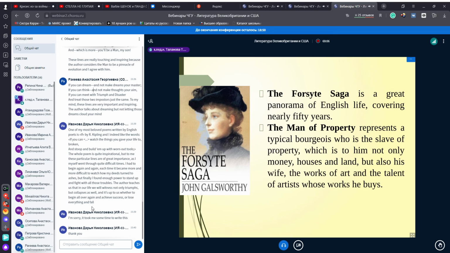And I have already put the main idea of the novel: for a person who is the slave of property, not only money, houses and land, but also his wife, the works of art and the talent of artists are also property. And they can be bought right away.